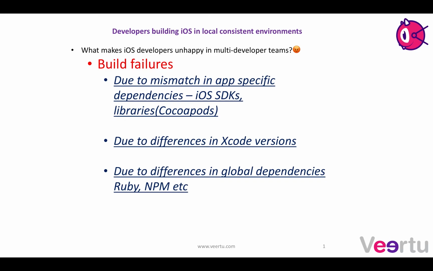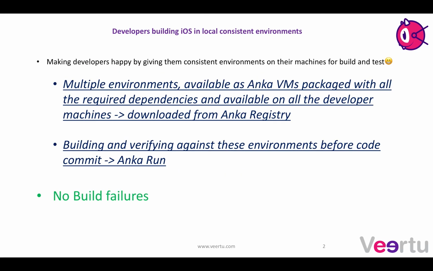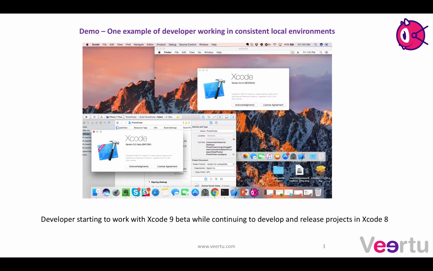With Anka Run, it's possible to package iOS development environments in a container-like entity called Anka Virtual Machines, with all the dependencies, and run them locally on the developer machine. This way, developers can build and test against these environments before pushing their code upstream, irrespective of what their machine is configured with. Let me show you a quick demo of how this works.